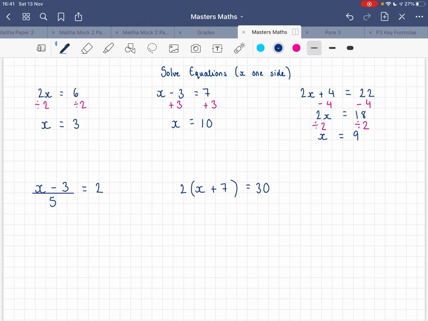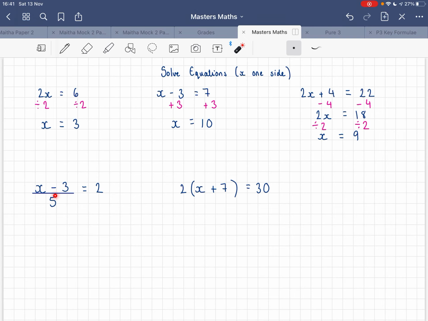This next one, we've got x minus 3 over 5. The fraction part is divide. The opposite of dividing is multiply. That is the part we have to deal with first because this negative 3 up here is trapped inside the fraction. There's nothing I can do with it until it is free.